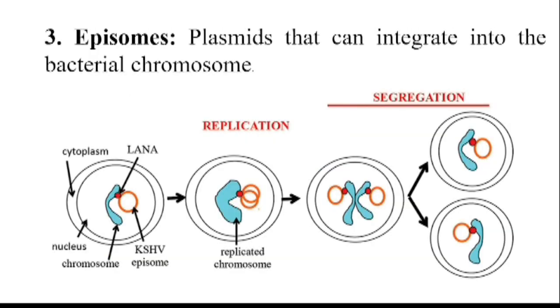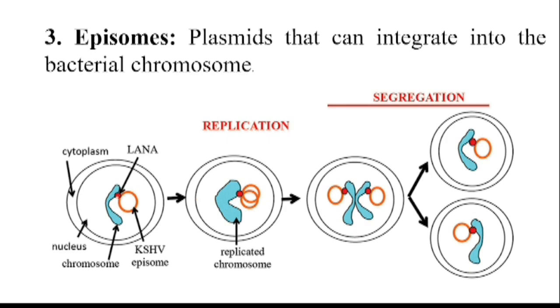Third type, that is episomes. These are plasmids that can integrate into the bacterial chromosome. So here see, this is the cell. Here we can see clearly the cytoplasm. This is the nucleus. This is the chromosome, and here this is the episome. So this episome is attached with this chromosome. So this orange color structure, that is the episome, is attached to the chromosome. Okay, so this is the plasmid.